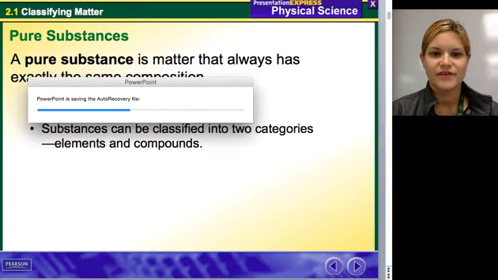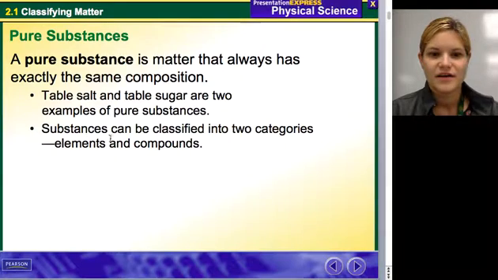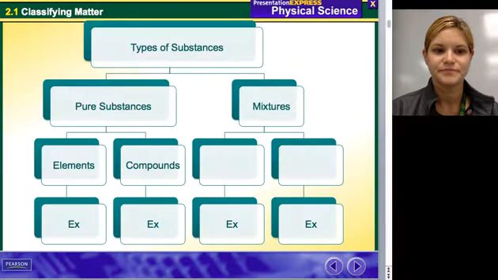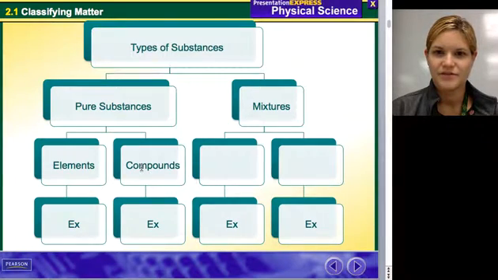Each of those can be categorized into elements and compounds. Before we write down these as examples, let's make sure that we know if table salt and sugar should be considered elements or compounds. So don't write them down just yet. We just need to have the definition of pure substance. Let's go ahead and add elements and compounds to our table now. So under pure substances, we have elements and compounds.